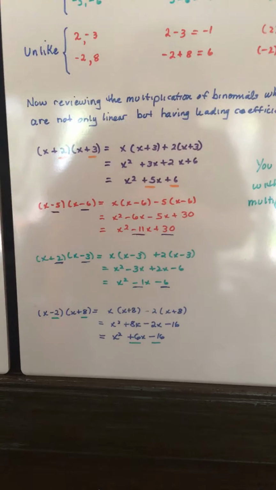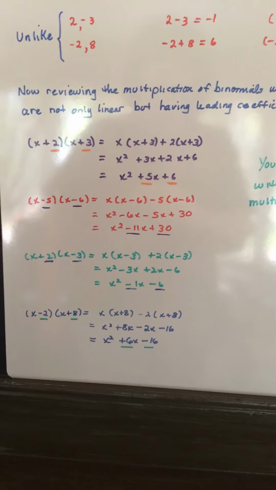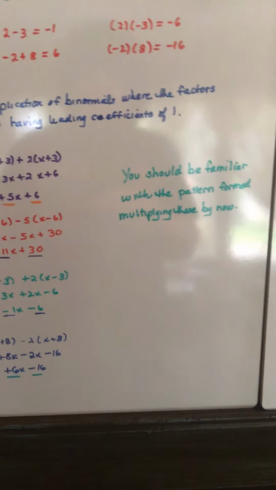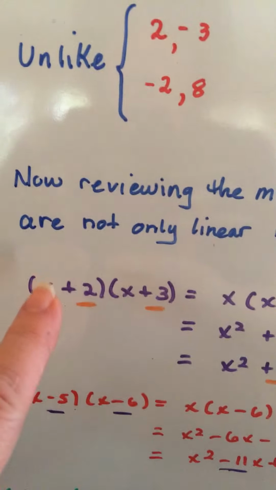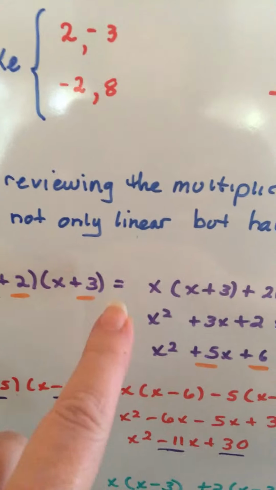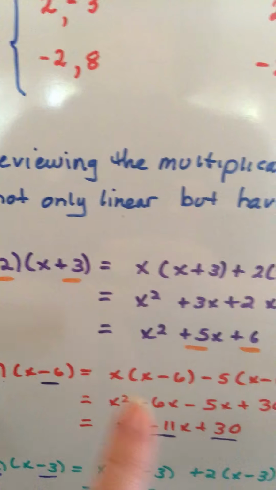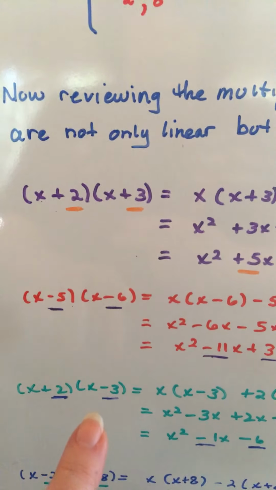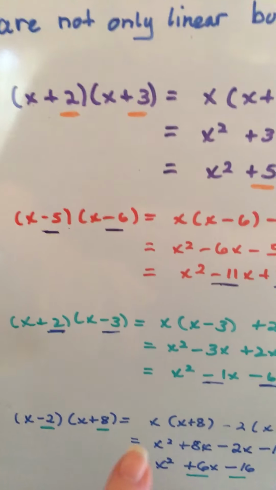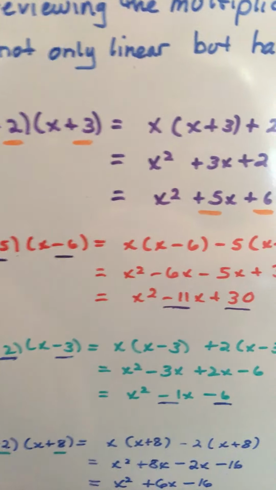Now, hopefully, you all aren't lost when the leading coefficients are 1 and the factors are linear. At this point in your math career, you should be cognizant and familiar with the pattern. All these leading coefficients are 1, so I get x squared, add them up, 5x, multiply them, 6. X squared, add them up, negative 11x, multiply them, 30. X squared, add them up, negative 1x, multiply them, negative 6. X squared, add them up, which is subtraction, 6x, and negative 16.